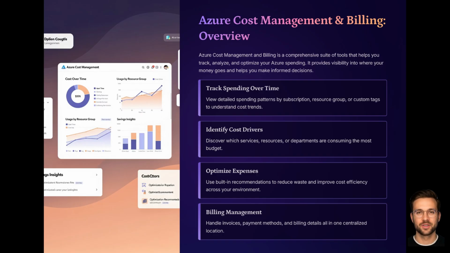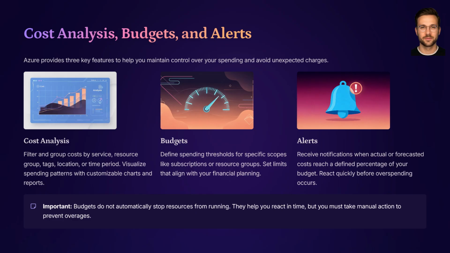Let's look at some key features of Azure Cost Management. First, cost analysis. Cost analysis allows you to visualize your spending over time and filter by different dimensions, such as subscription, resource group, service type, and tags, like environment equals production or department equals finance. This helps you answer questions like: which subscription is spending the most? Which resource groups are generating the highest costs? How much are we spending on storage versus compute?